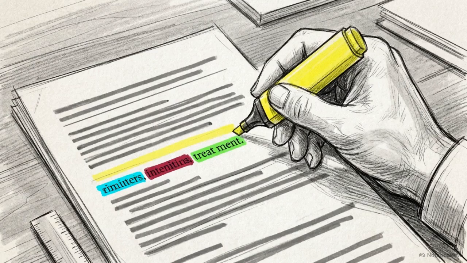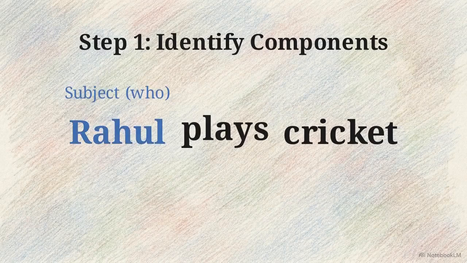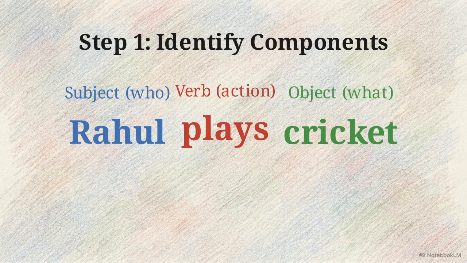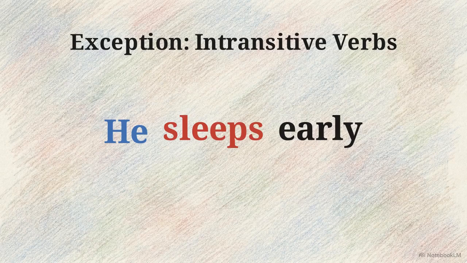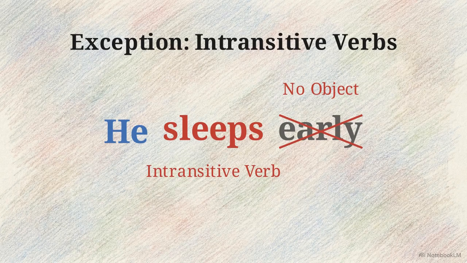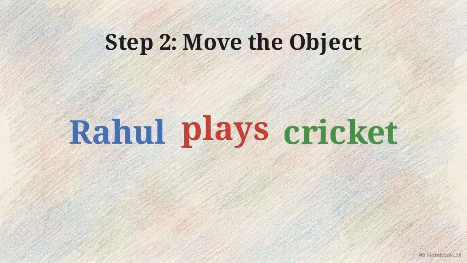Step 1 is simple. Identify the subject, verb, and object of your target sentence. We scan to locate the who, our blue subject, Rahul, the action, our red verb, plays, and the what, our green object, cricket. But beware, he sleeps early. Since sleeps is an intransitive verb with no object, it cannot be converted to passive voice. Assuming your sentence does have an object, you move to step 2.